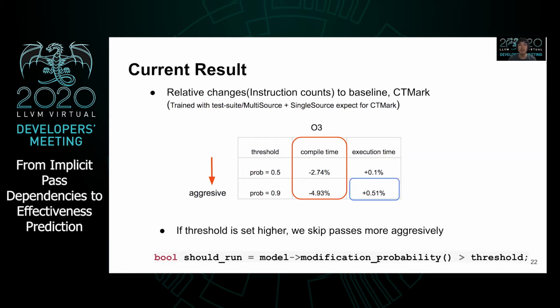For some cases, the execution time increases because too many passes are skipped. But I believe the results basically look good, and it decreases compile time, whereas execution time doesn't increase a lot. I think this direction is good, so I'd like to continue this work.